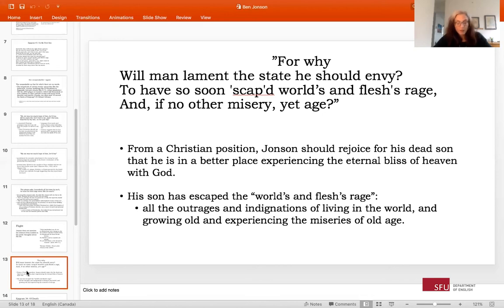Johnson certainly appears confident of his son's salvation, in that he would have no reason to envy him if he didn't believe that his son was in heaven. But he doesn't seem to actually take a lot of consolation in the idea that his son is in a better place and that his soul is in a better state. I mean, he asks why he should lament, because he is lamenting. He should feel happy for his son and envious of his son. Why should he lament? But he doesn't. He feels sorrow.